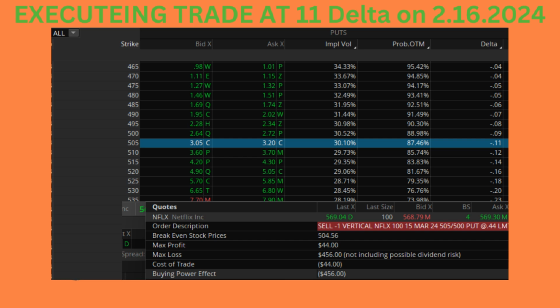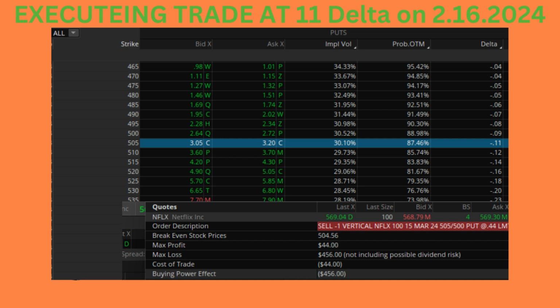Here we have the Netflix stock option chain. This is showing a trade that is done on the 16th of February 2024 with a 4 week expiration date on the 15th of March 2024. As we have been talking about the deltas, here we're going to be using a delta of 11 points, and it is showing a strike price of 505.